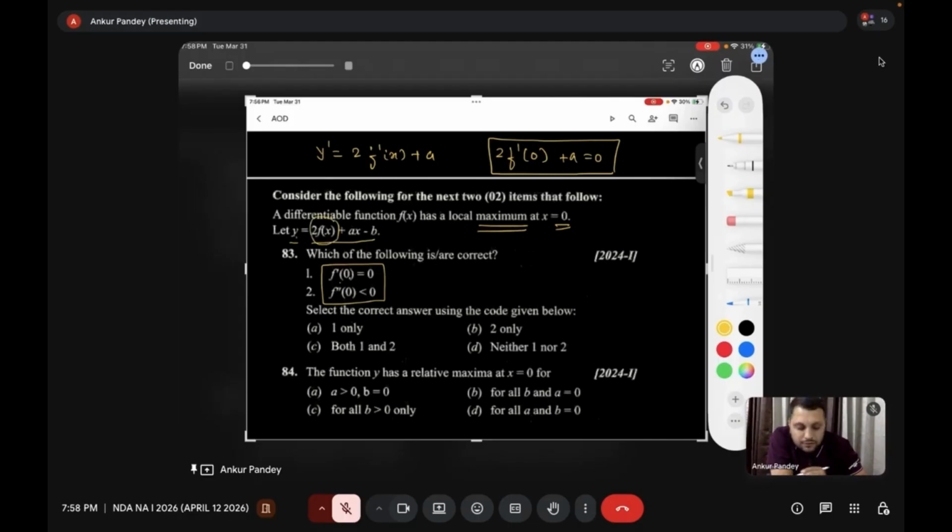Only f of x. So if at x equal to 0 it has a maxima, f dash 0 is equal to 0, as written in the first line. So the first part is correct. Yes or no? And because of maxima, the second derivative at x equal to 0 will be negative. Is this also correct? The straightforward question. No variation. Clear?